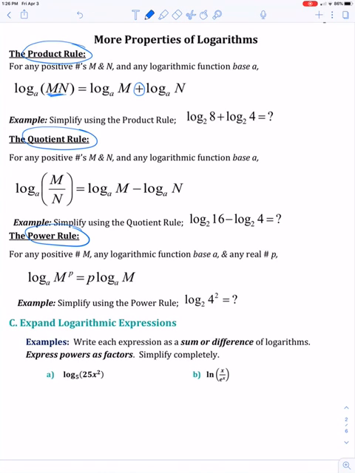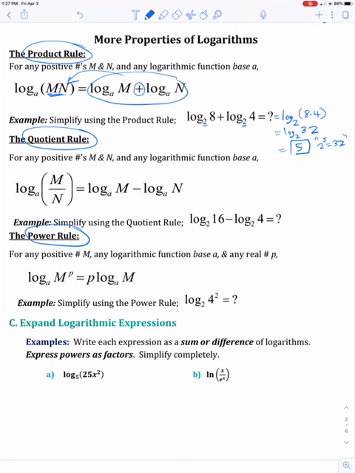So I'm going to simplify using our product rule. We had log base 2 of 8 plus log base 2 of 4. Well, using the product rule, since these are the same bases, we can add these together by multiplying what we're taking the log of. So here I am going from log of m plus log of n over here to log of m times n. So there's log of 8 times 4. So log base 2 of 32, right? And that we could evaluate. What is log base 2 of 32? It equals 5, right? Because 2 to the 5th power is 32.